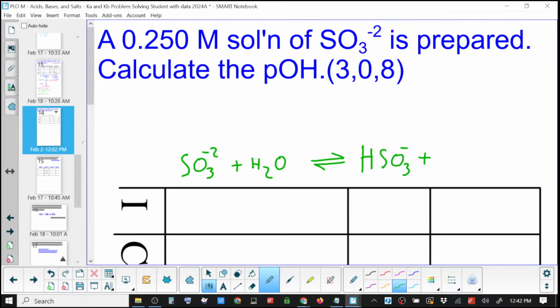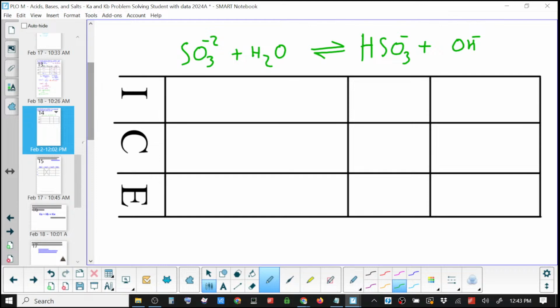Hey, Mr. Neufeld, now that I found X, what do I need to do again? What's the question asking you? Oh right. Calculate the POH. There you go. So that means that X is equal to the OH? Look at your table. Yeah, it is. There you go. Since I can't find my phone, while I'm looking for it, volunteer to come up and fill in the table.